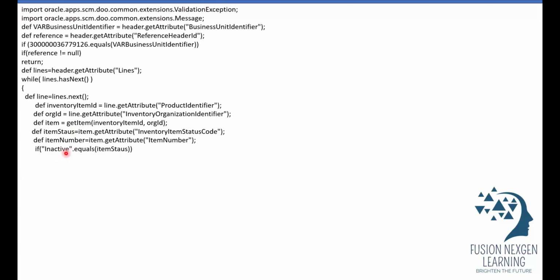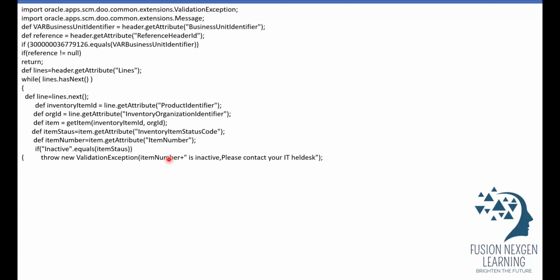If it is inactive, throw new ValidationException with the item number, so the system will display the item number. Then we have put our message: please contact your IT help desk. That entire message you can customize. Why have we put the item number? So that it will prompt which item.